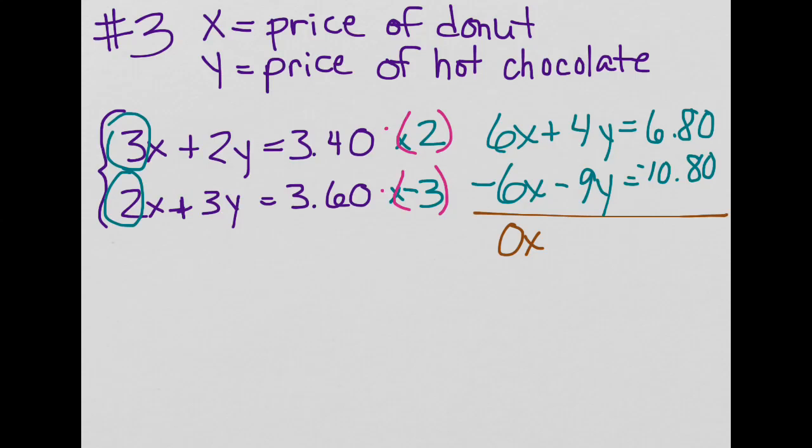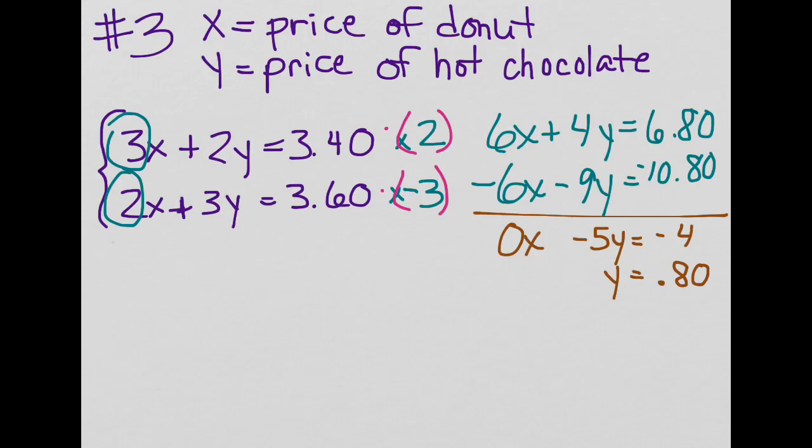4y plus negative 9y is negative 5y. And 680 minus 1080 is going to equal negative 4. Divide both sides by negative 5, and you get that y equals 80 cents. Does that make sense for this problem?